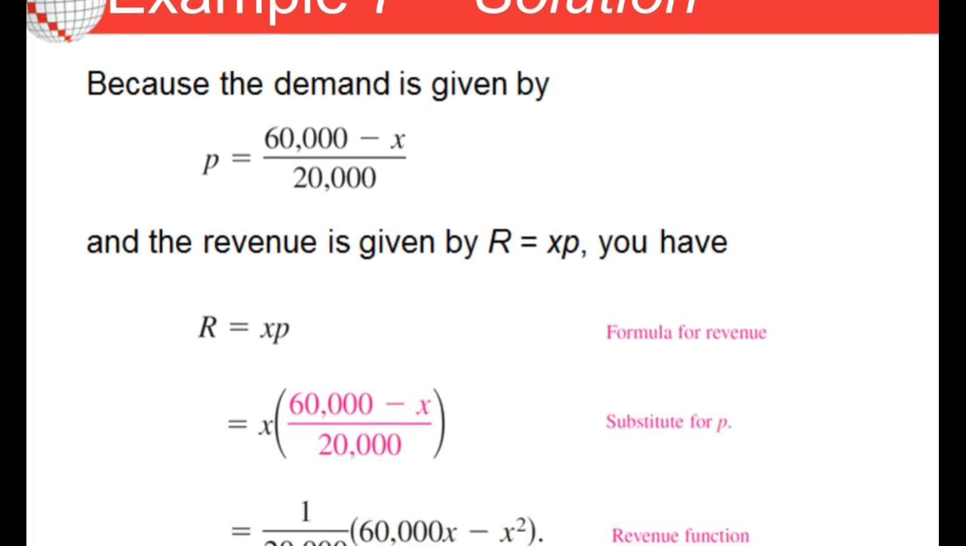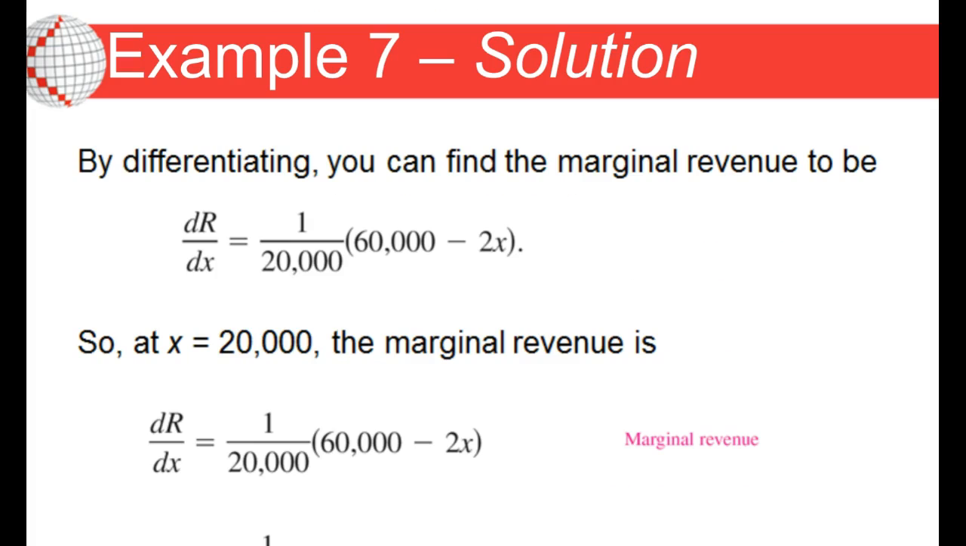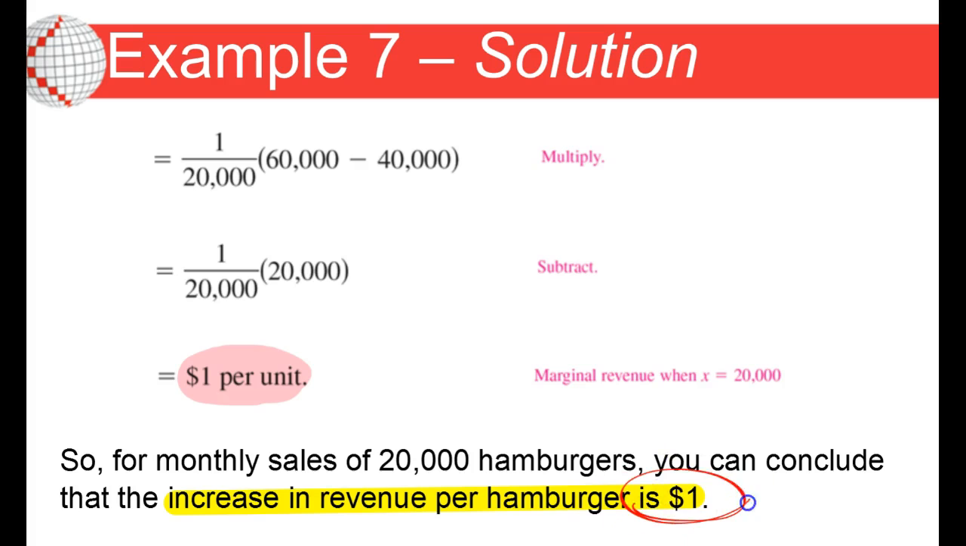So again, here's how the author chose to do it. This might have been a little bit more simple because we have just a constant, and then you could take the derivative here. Remember the constant rule for derivatives. So the author worked it out just a little bit differently. You're welcome to pause the video here and see his work, but he still ended up with $1.